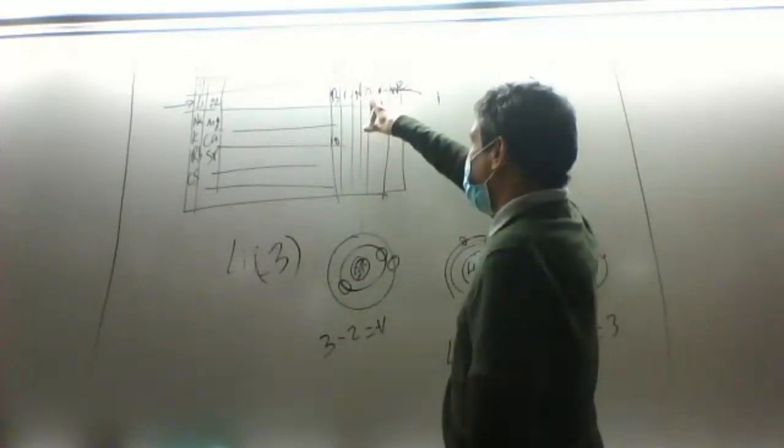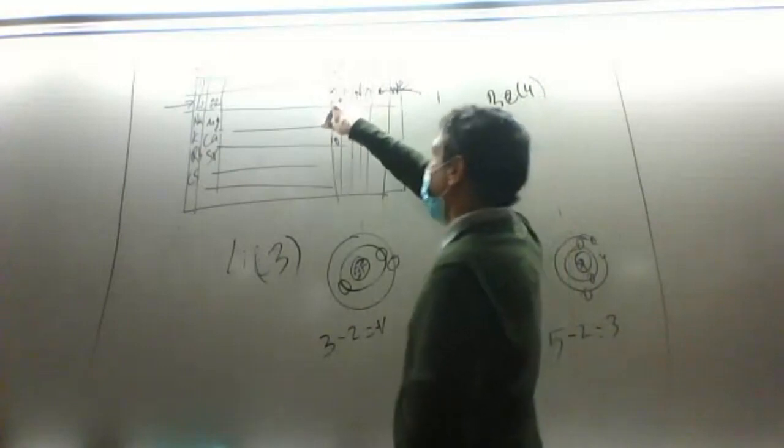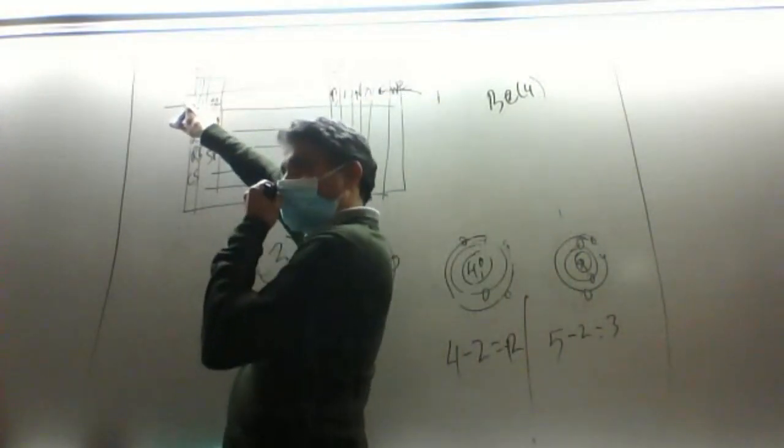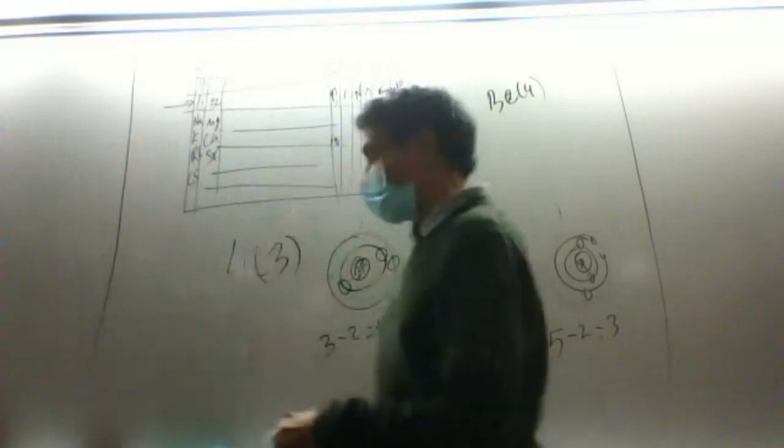So this is the smallest one. This is a little bigger, a little bigger, and so on. This is the biggest one, right? Make sense? Good. All right.